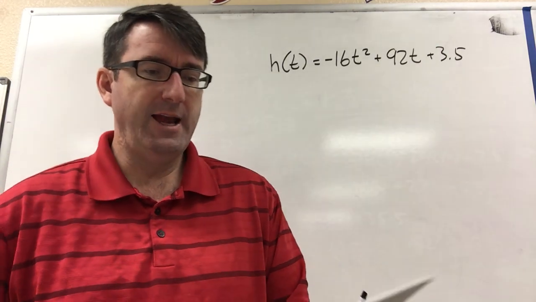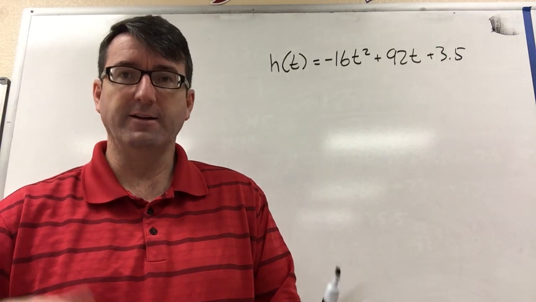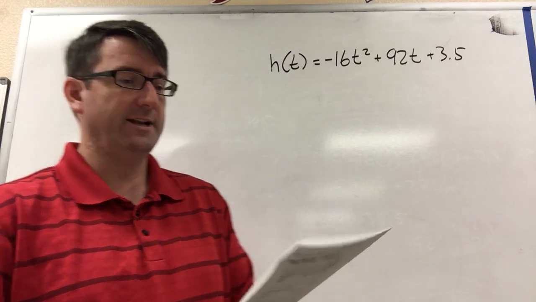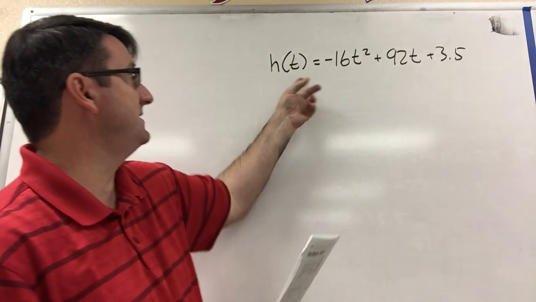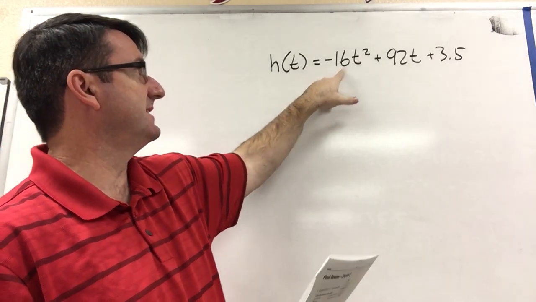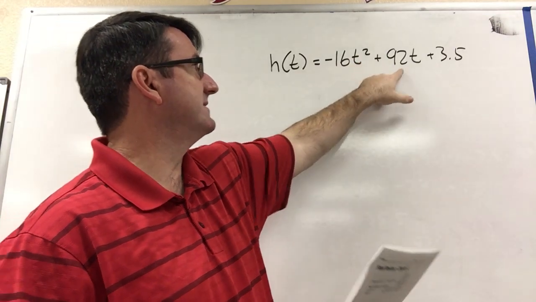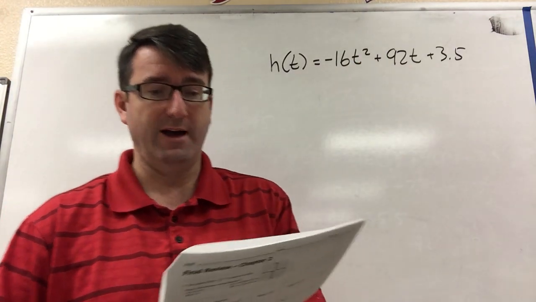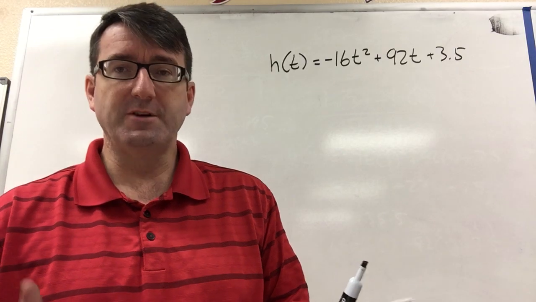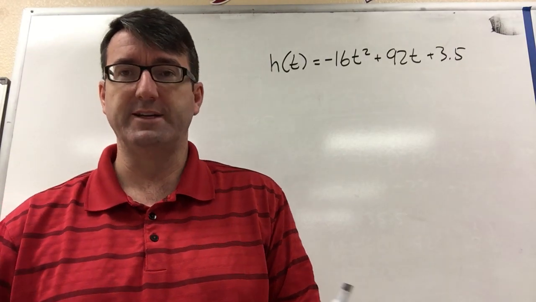Number 9, the height in feet of a flare t seconds after it is shot is modeled by this equation. H of t is equal to negative 16 t squared plus 92t plus 3.5. Find its average speed from 1 to 3 seconds.